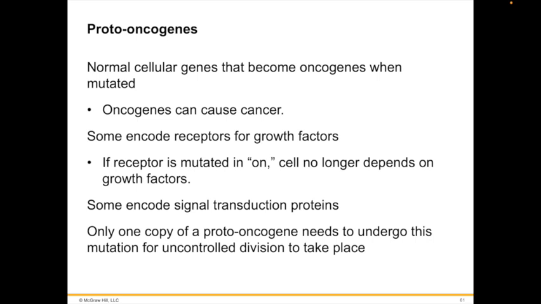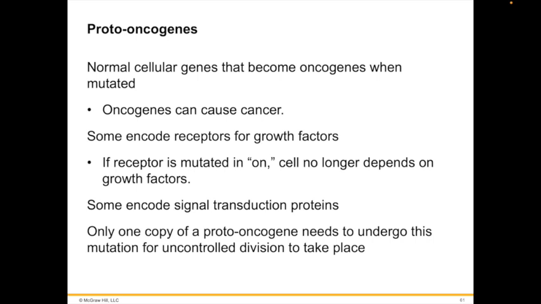As only one allele needs to be mutated, these genes act in a genetically dominant fashion and are gain-of-function mutations. Consider the example we have just seen of signaling by growth factors. Some proto-oncogenes encode receptors for growth factors, and others encode proteins involved in signal transduction that act after the receptors, such as the many protein kinase enzymes. If a receptor for a growth factor becomes mutated so that it is permanently on, then cell division will occur in the absence of the growth factor.